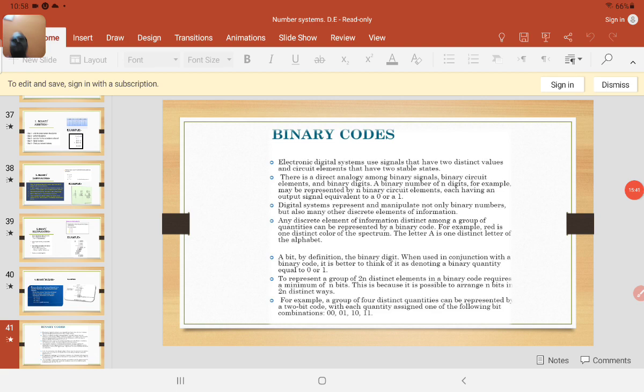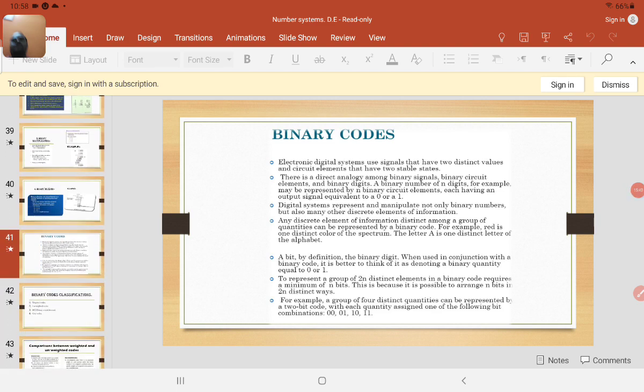Digital systems represent and manipulate not only binary numbers but also many other discrete elements of information. Any discrete element of information, distinct among a group of quantities, can be represented by a binary code. So we are representing these with some codes, which are called binary codes here. Red is one distinct color of the spectrum. The letter A is one of the distinct letters of the alphabet.